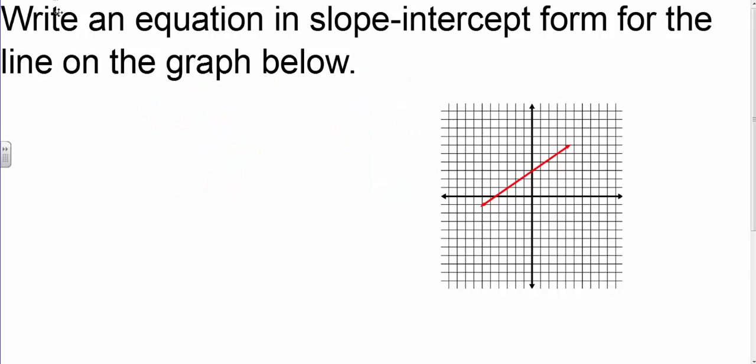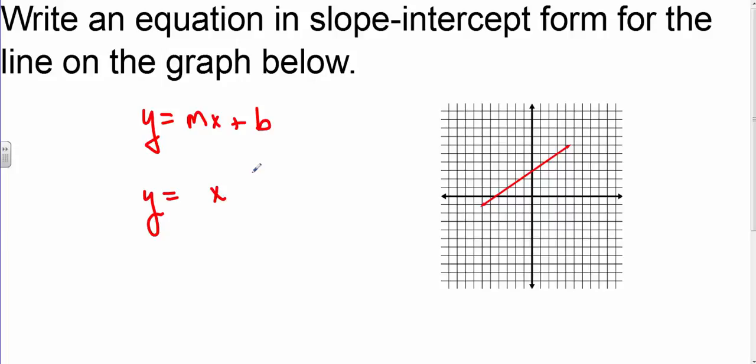Write an equation in slope-intercept form for the line on the graph below. So now you've got a line, and you can write the equation for the line based upon what you see on the graph. Well, if you're going to write it in slope-intercept form, you need to know that it's, once again, y equals mx plus b. That means that you need to know the slope and you need to know the y-intercept. So let's go ahead and write down what we know. We know y equals x, and we don't know if it's going to be a plus or a minus.